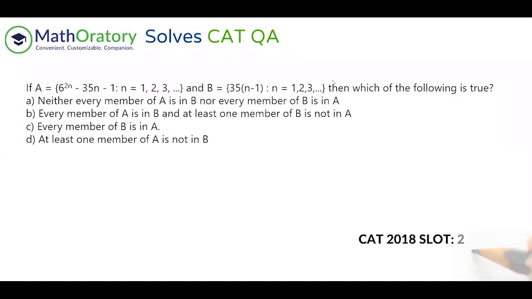Okay, we have a couple of sets here. A is given as this. So the main expression is this, right? Let me highlight that for you, where n is equal to 1, 2, 3, and so on. And B is given by this, right? Again, n equal to 1, 2, 3, and so on. Which of the following is true? We have to compare these sets A and B because all the options are in that way only.